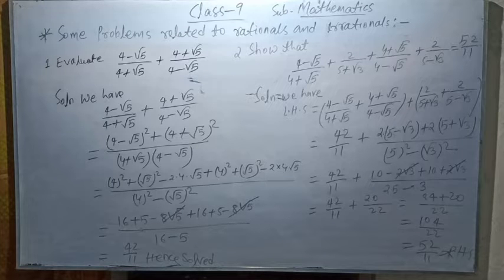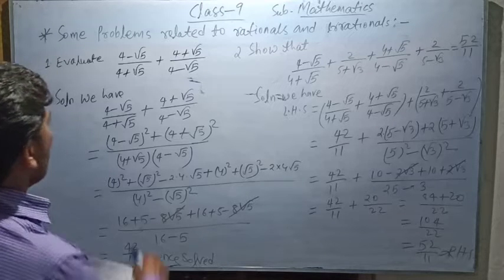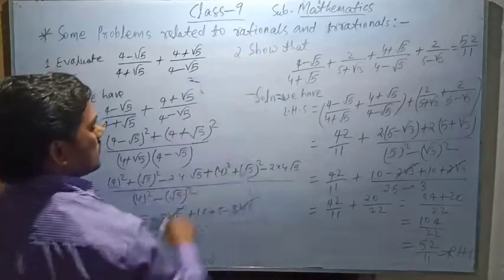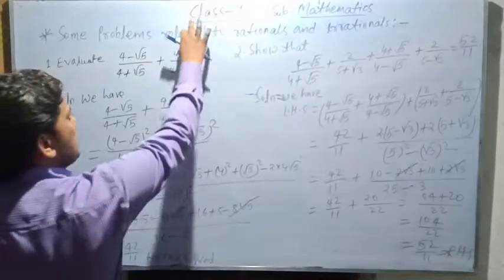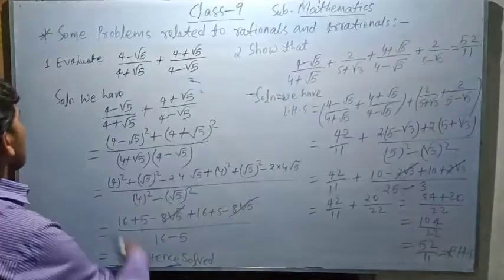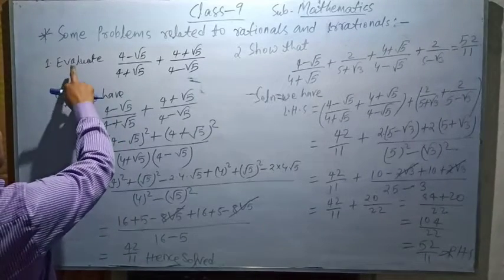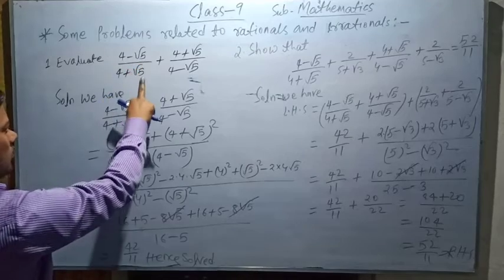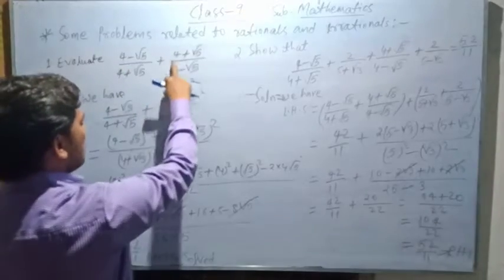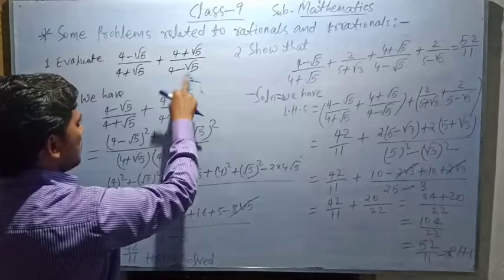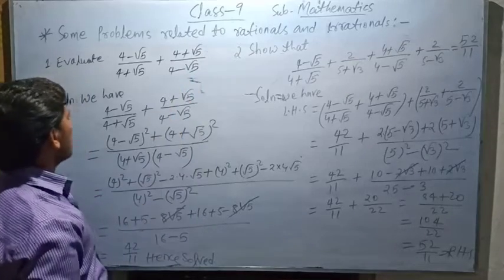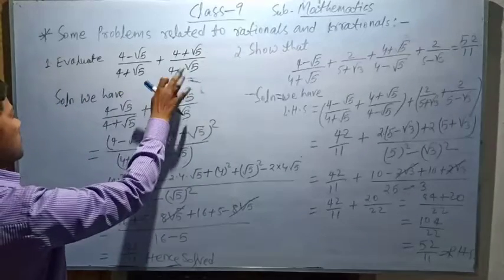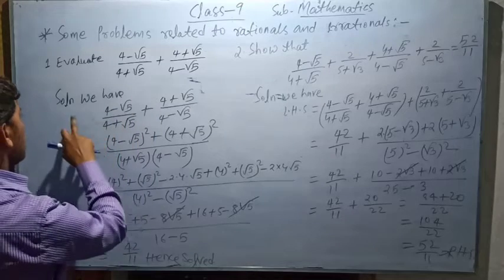Today, I am going to explain some problems related to rationals and irrationals. It is for class 9. First question is: evaluate (4 minus root 5) upon (4 plus root 5) plus (4 plus root 5) upon (4 minus root 5). You have to evaluate, it means solve, simplify it.